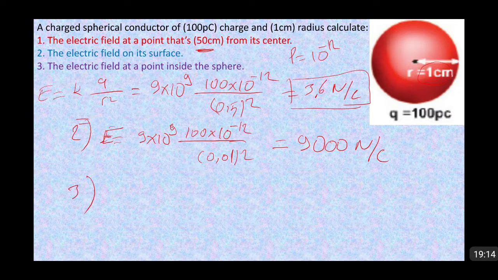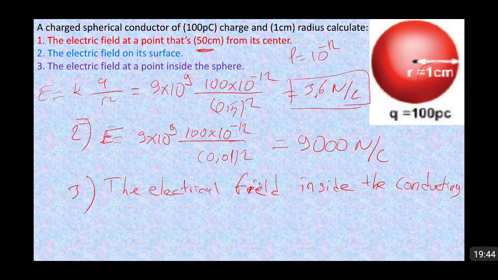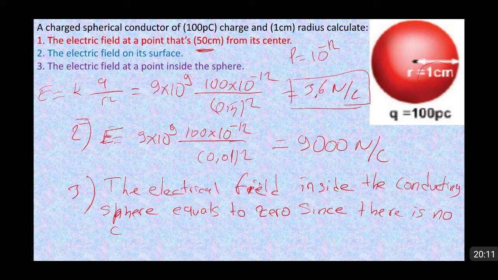And the third one: the electrical field at a point inside the sphere. The electrical field inside the conducting sphere equals 0, since there is no charge inside. There are no charges, so E equals 0.